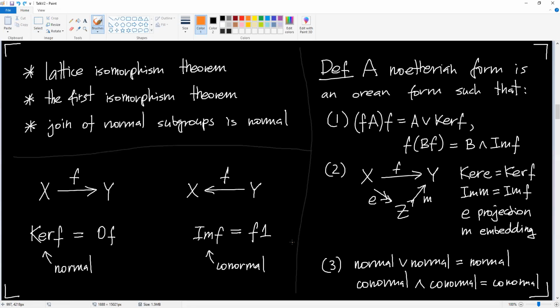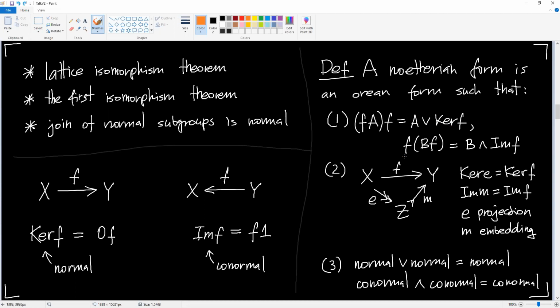It's a Noetherian form, so it's the definition written out here. It's a Noetherian form where we have these three axioms, and these three axioms are translations of these three properties for forms. So the first one is an equational way of stating the lattice isomorphism theorem. It says that if we have a subobject A, we take its direct image by f, and then its inverse image by the same f, that should be equal to A joined with the kernel of f. So this is a property that's very specific to group-like structures and doesn't hold true in general.